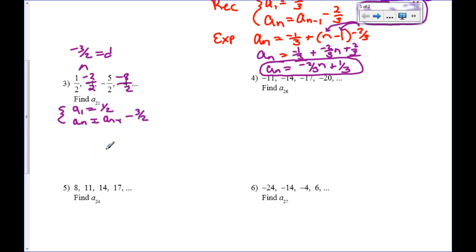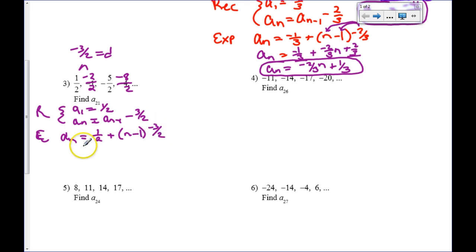So just by that recursive formula, that D value, we know that that's our slope in our line. Okay, that's our change for each time. So now let's make the explicit formula. So that's our recursive formula. Let's do the explicit. Ugh, I can't write today. Okay, so a sub n is equal to the first a sub 1, which is 1/2, plus n minus 1 times -3/2.